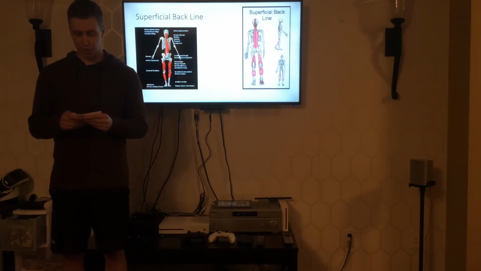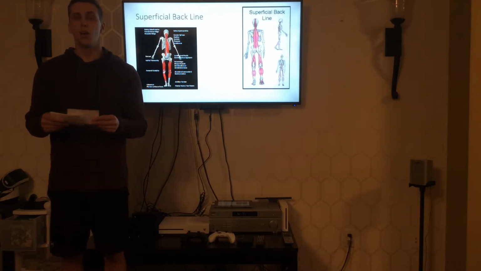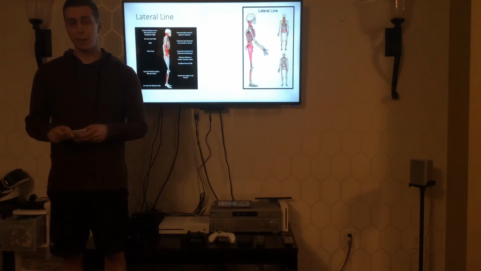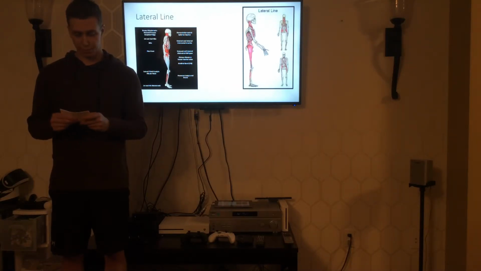The movement function of the SBL is to create extension and hyperextension, except in the knee and ankle, where it creates flexion. In human development, the SBL lifts the baby's head from flexion to where the child achieves stability, leading into standing. Moving on, we look at the lateral line. The main purpose of the lateral line is frontal plane stability.